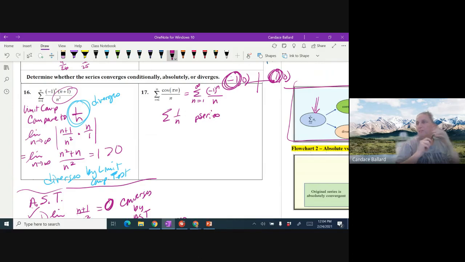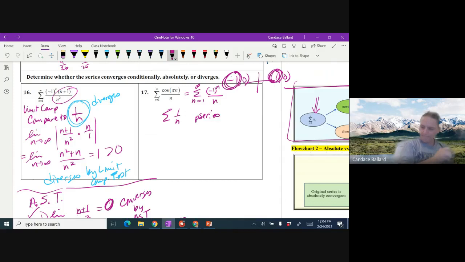Is it bounded and monotonic? Yes. Remember, the whole series has to be bounded and monotonic, not just the numerator. Okay, the numerator is not monotonic, but when you add the denominator, it is. Okay. All right, it's a p-series that diverges.